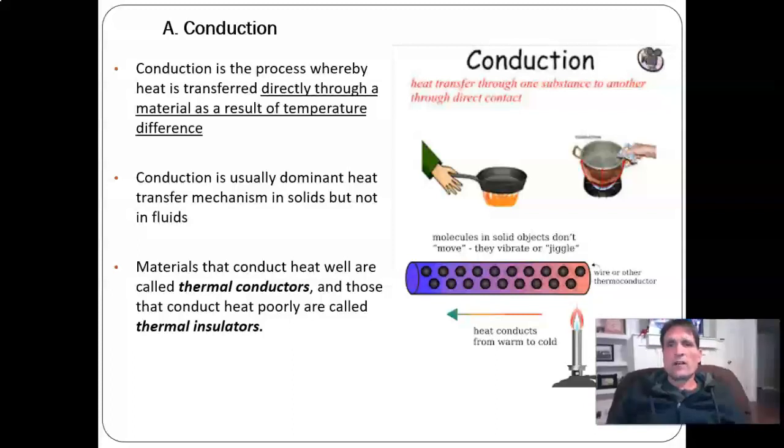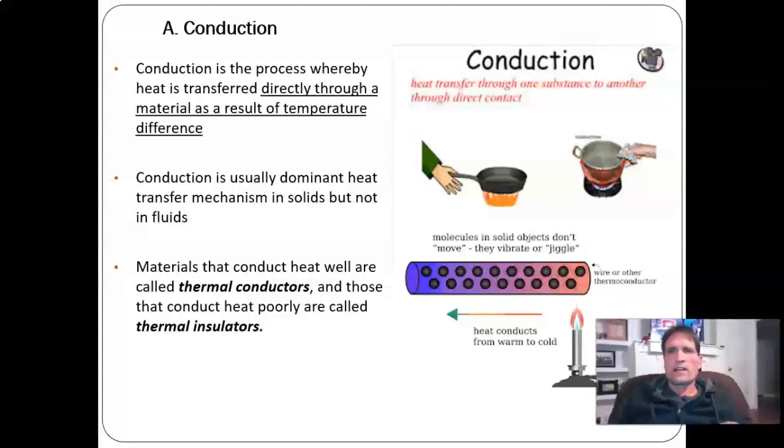And we saw that heat is more rapidly conducted through a metal, the metal straw, than it was through the wooden straw. So some materials are better conductors of heat than other materials.